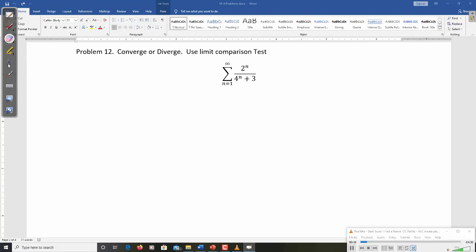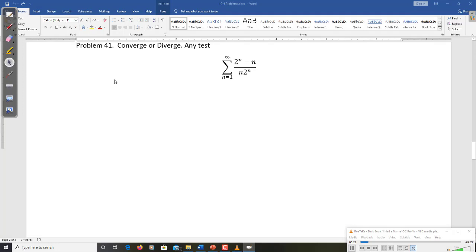Let's just do some generic ones. Converge or diverge, any test. So we can use the integral test, we can use the nth term test for divergence, we can use the comparison test. Let's see here. Just based on this, 2 to the n over n times 2 to the n. These are very different series, so let's actually break them up. 2 to the n over n times 2 to the n, just because it'll be simpler to compare, minus n over n times 2 to the n. That will get me 1 over n, which is a divergent p-series.